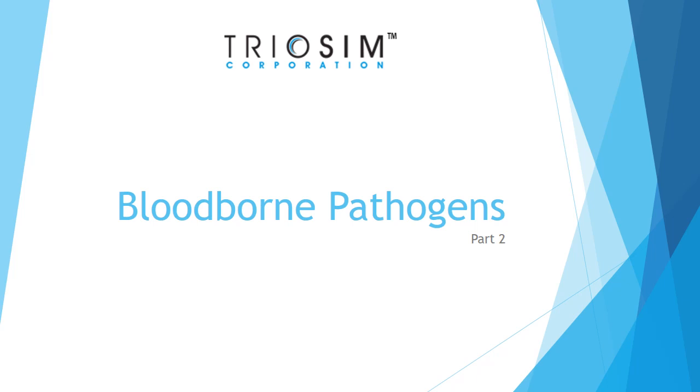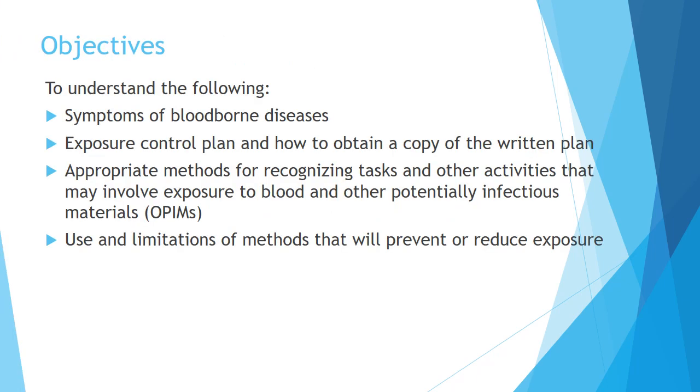Bloodborne Pathogens, Part 2. Objectives: understand the following: symptoms of bloodborne diseases, exposure control plan, and how to obtain a copy of the written plan, appropriate methods for recognizing tasks and other activities that may involve exposure to blood and other potentially infectious materials, or OPIMs, use and limitations of methods that will prevent or reduce exposure.